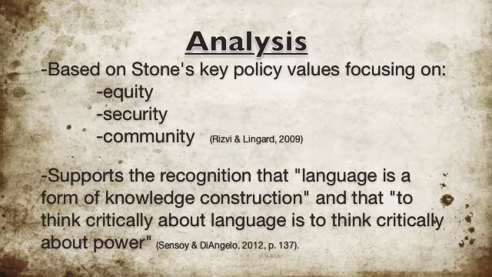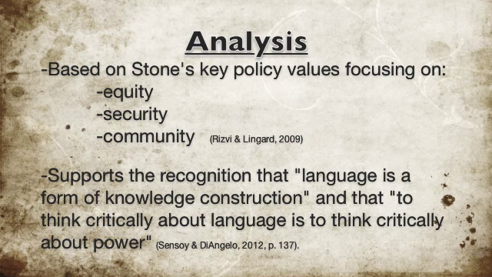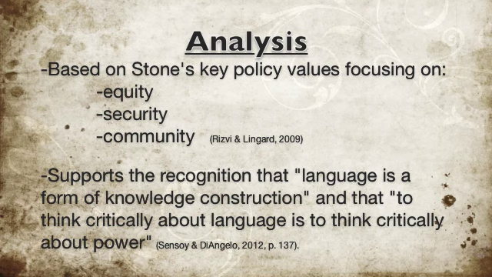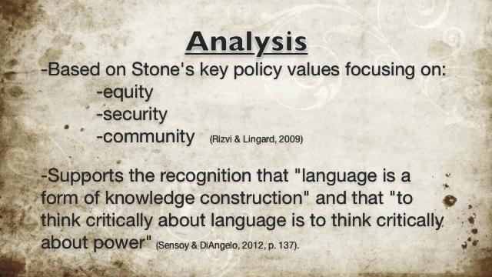We have framed our analysis through a variation on Stone's key policy values, focusing on equity, security, and community. Further, our analysis supports the recognition that language is a form of knowledge construction, and that to think critically about language is to think critically about power. The authors have formatted this policy from a liberal humanist perspective. This perspective views social justice in terms of fairness and individual freedoms, while at the same time assigning responsibility to the state to create programs which remove barriers that have resulted from oppressive relations.